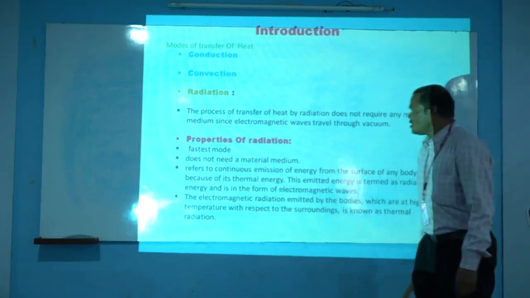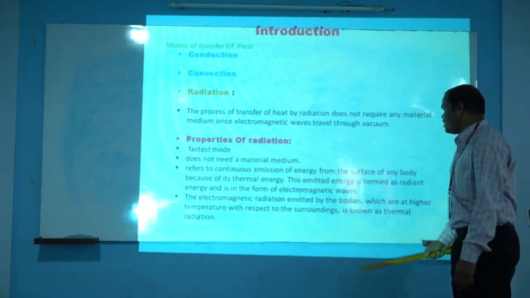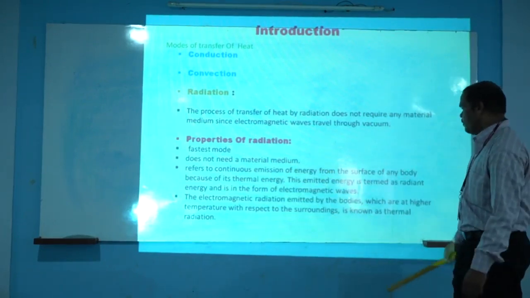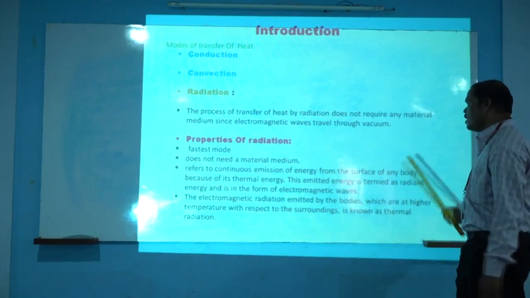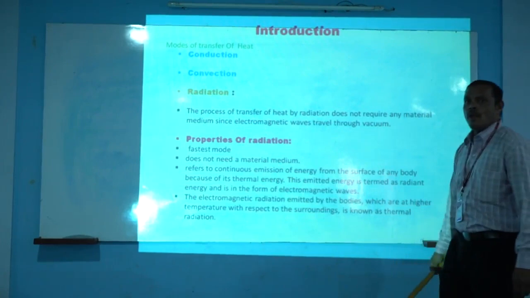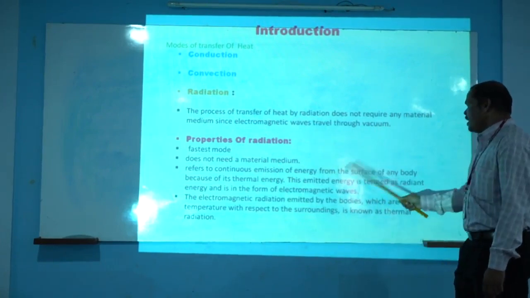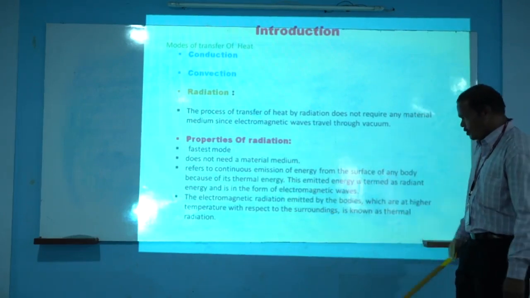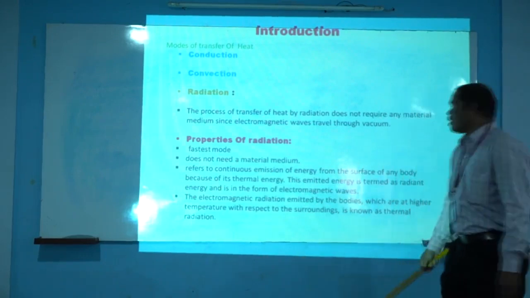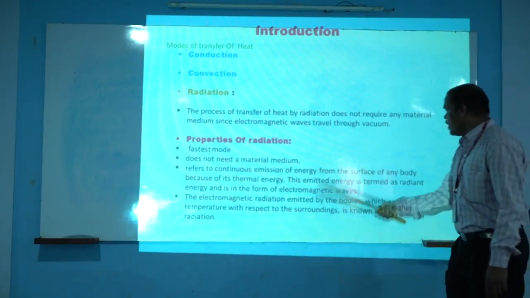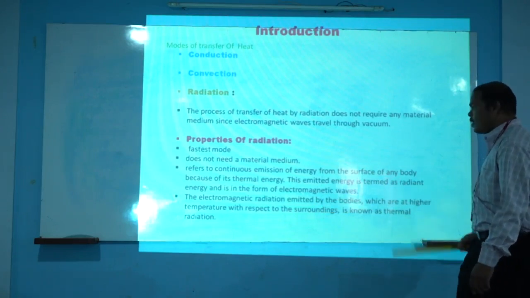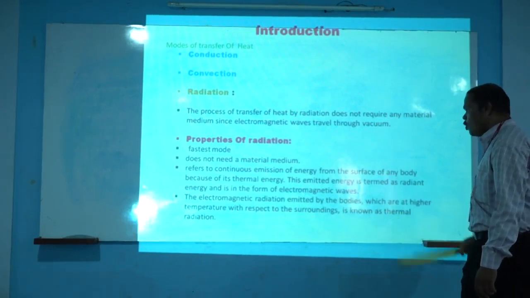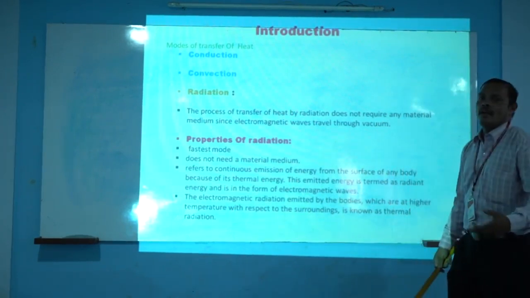Thirdly, radiation refers to continuous emission of energy from the surface of any body because of its thermal energy, and this emitted energy is called radiant energy. Remember that the emitted energy is also in the form of electromagnetic waves. Then lastly, the electromagnetic radiation emitted by bodies which are at higher temperature with respect to the surroundings is known as thermal radiation.